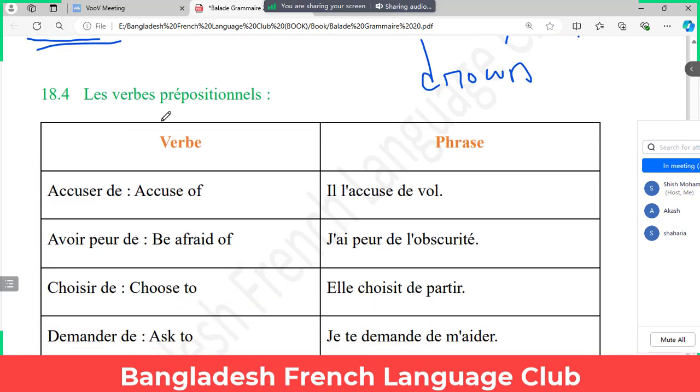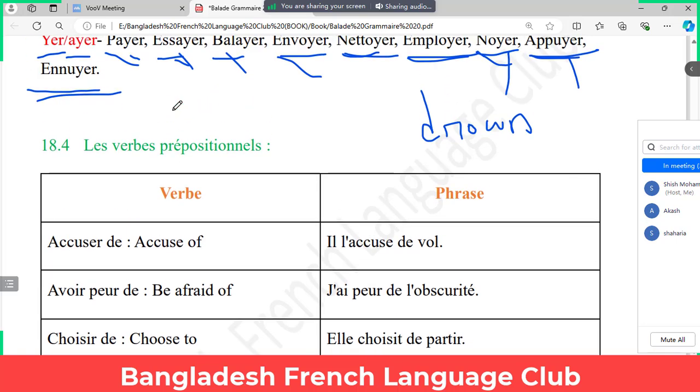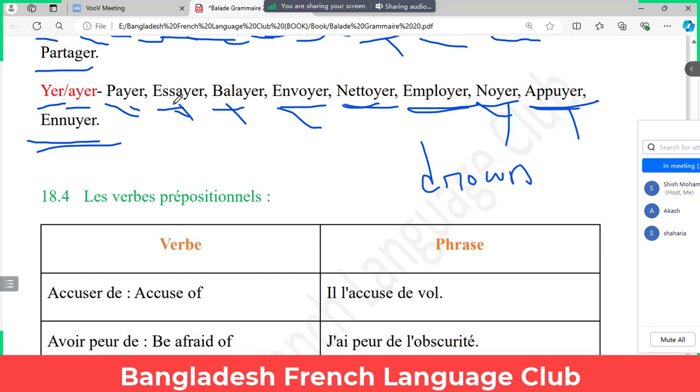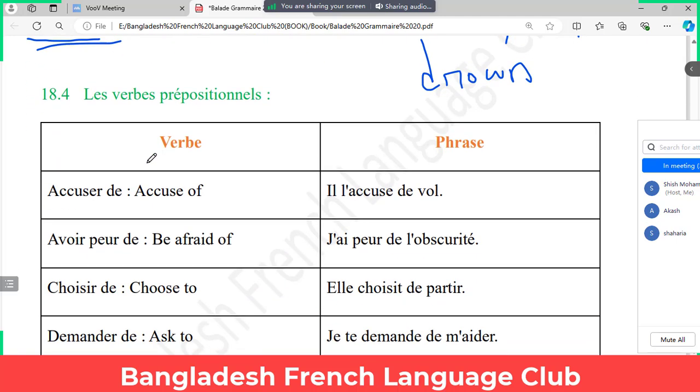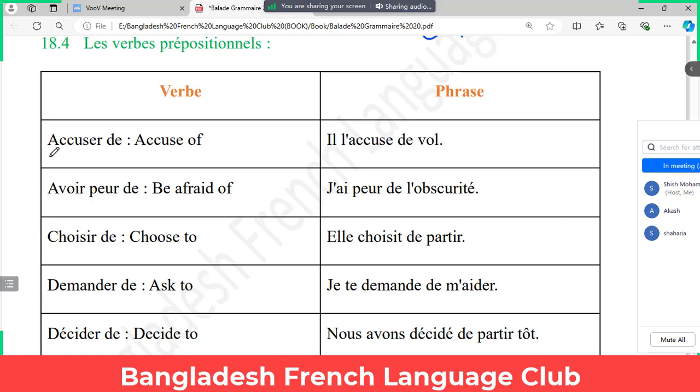So les verbes prépositionnels. Okay, so there are some verbs that, in English we know that there are some verbs that take the appropriate preposition, right? I mean the preposition is fixed with the verb. So it is kind of like that. Okay, so Monsieur Akash, could you please read this? The English meaning is written. Just read the verb.